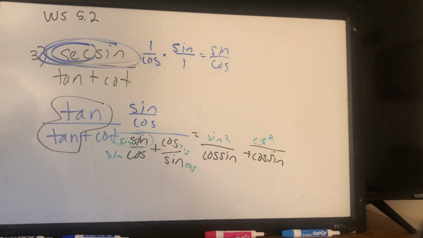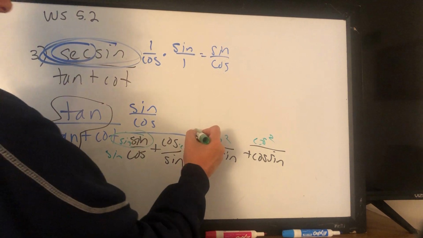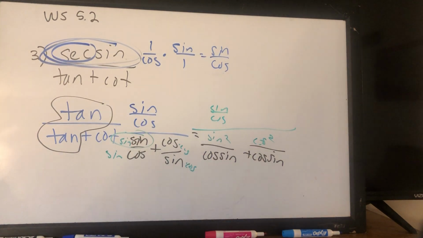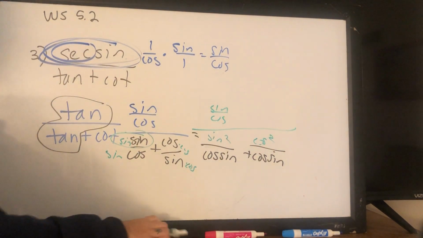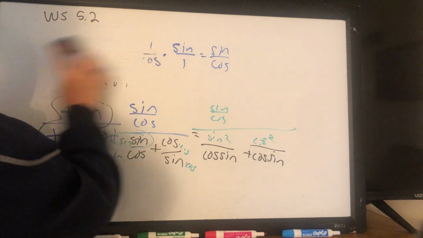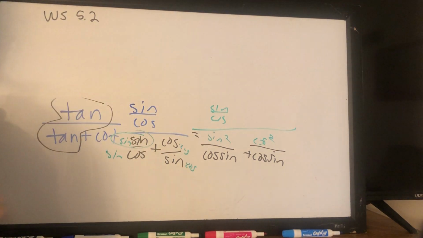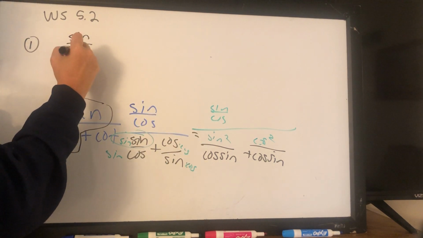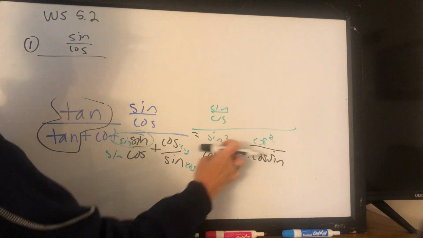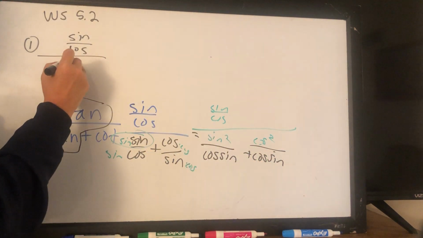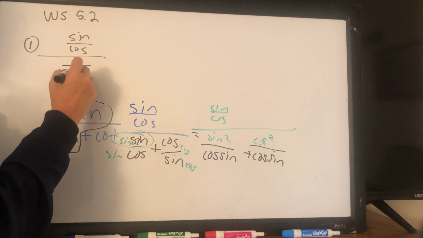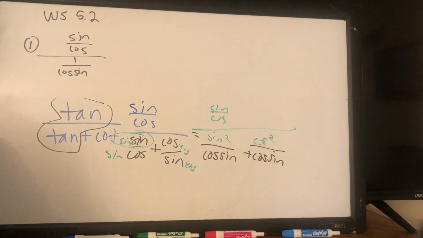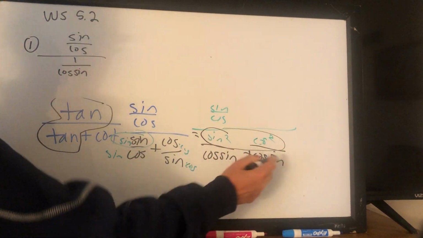Now, this is still up top. What's sine squared plus cosine squared? 1. I'm going to start back up here. So right now, I've got sine cosine on the top, and then I've got 1 over cosine sine. Okay? So that's where we're at. Okay, I added these, Pythagorean identity, 1 over that.